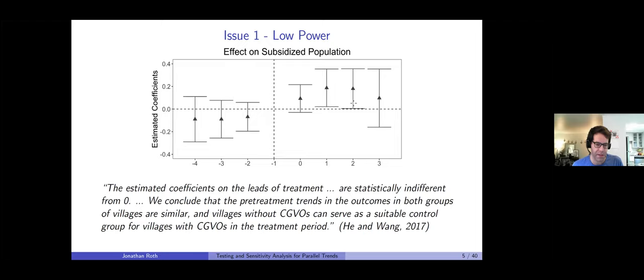So if the true difference in trends were this red line denoted with the squares, what would be the chance that you would detect a significant pretrend? Well, in this case, for that line that I drew, this would be 0.33. So with that red line, only a third of the time would we find a significant pretrend. We also report.